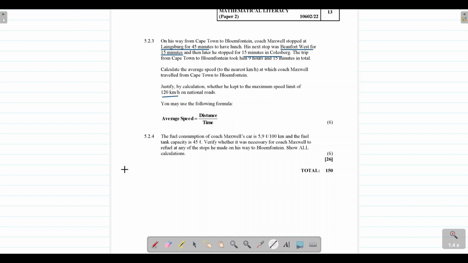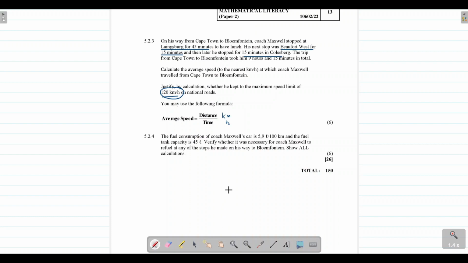Okay, so here we're not told the units that you need to use for your distance. You should know that the distance, when you're calculating average speed, needs to be in kilometers, and the time needs to be in hours, because we're trying to compare this average speed value to the maximum speed that he needs to keep to if he travels on the national roads. So that is how we know what units we're supposed to use in our formula.